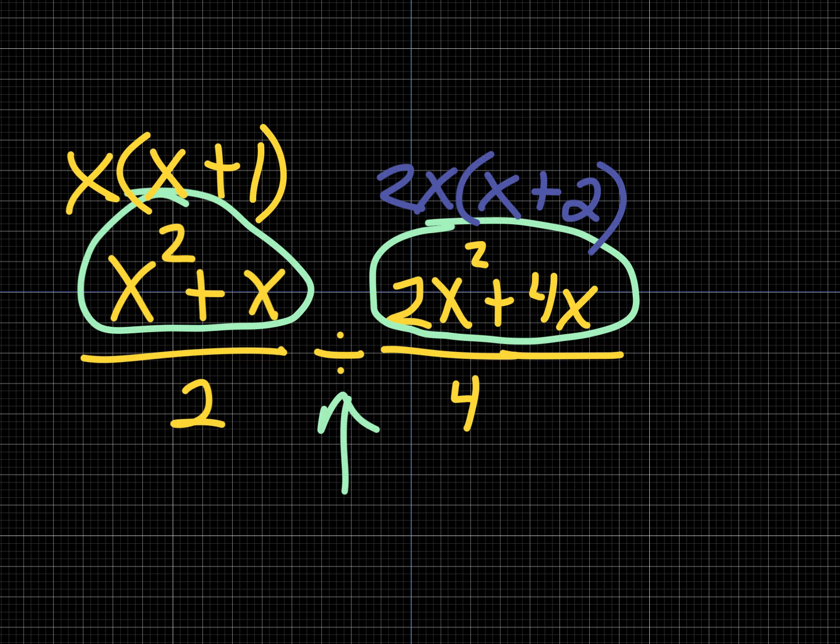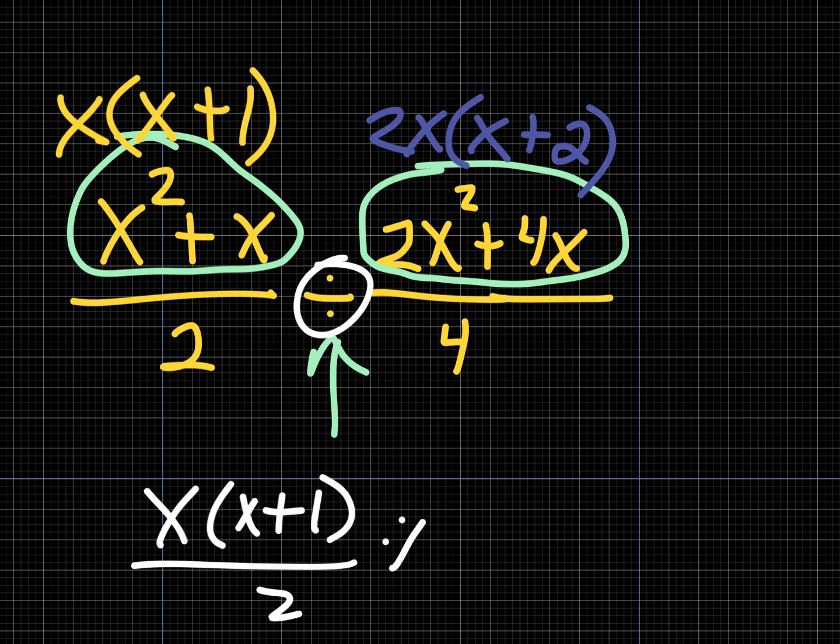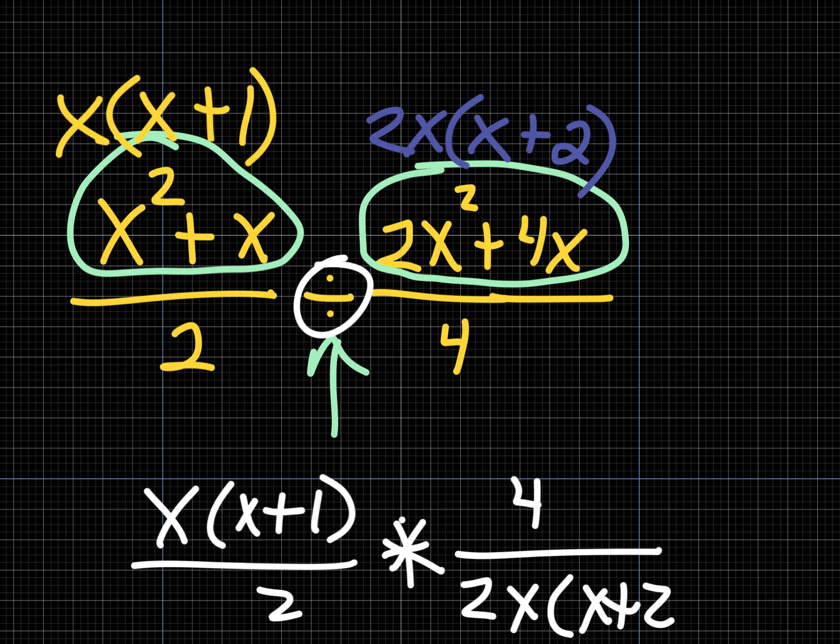All right, so now I'm going to rewrite this thing because it's getting messy. X plus 1 on top here, over 2. Divide changes to times, and then I got to flip it. So the 4 goes to the top instead of the bottom. And then I got 2x times x plus 2 here.